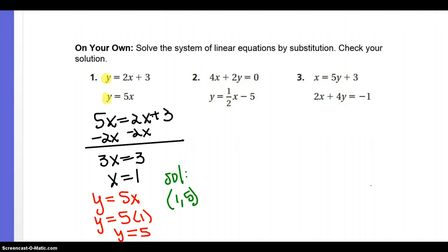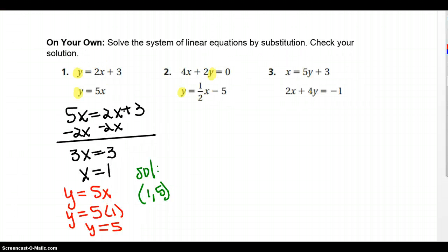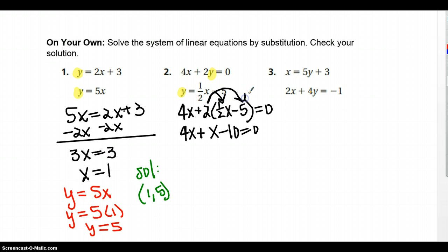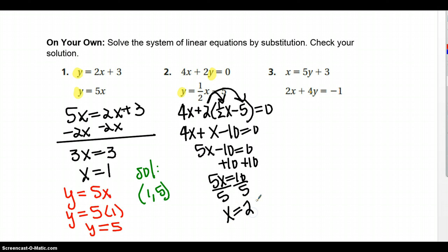Next one, once again, I need to plug in y for y. So here is y. Y needs to be plugged into, so I have 4x plus 2 times y, which is 1/2 x minus 5, equals 0. So if I distribute this, I have 4x plus 1/2 of 2 is just 1x minus 10 equals 0. I got those two numbers by distributing that 2 to what's inside the parentheses. So then I have 5x minus 10 equals 0. If I add 10 to both sides, I have 5x equals 10. Divide both sides by 5, and I have x is equal to 2.